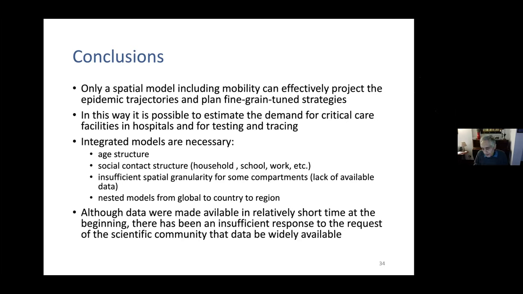And one thing that is unfortunately common to many countries around the world is that although some data were made available in relatively short time, and you have seen the Johns Hopkins University site and so on, in Italy and in other countries, most of the data were not made available to the scientific community. The scientific community was requesting wide availability of these data, but in many cases only part, and I would say a small part, of these data, of course anonymized data, were made available, and that is unfortunate.